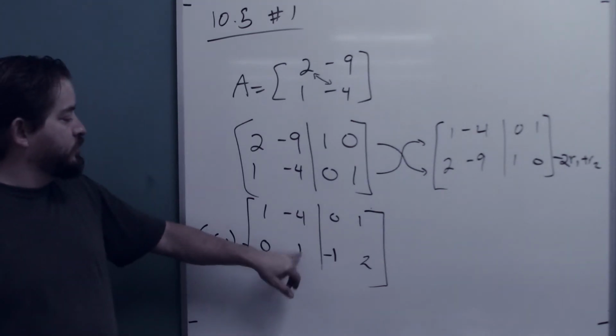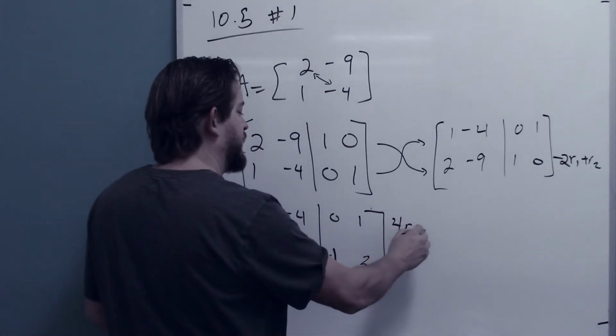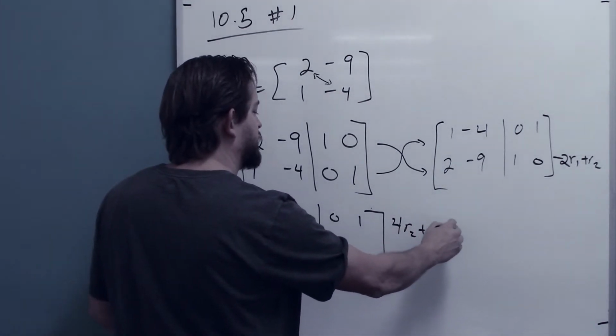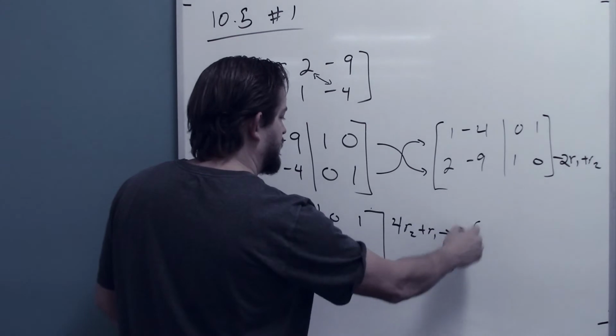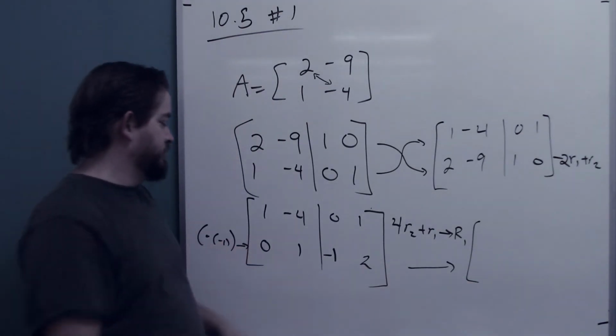But now I'm going to use this one to eliminate this 4. And I'm going to do that by taking 4 row 2s and adding that into row 1 to become my new row 1, and not mess with row 2. So row 2 is 0, 1.